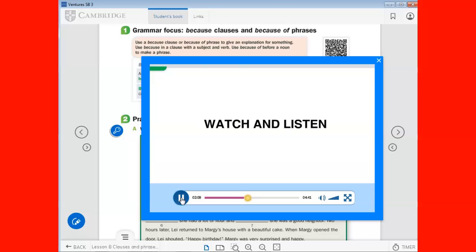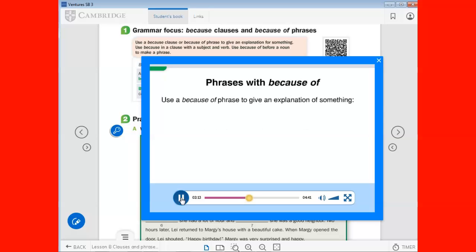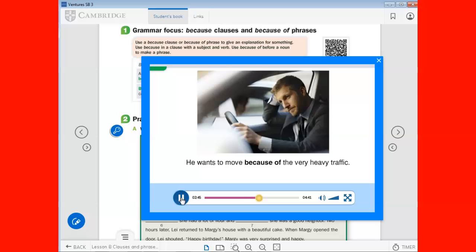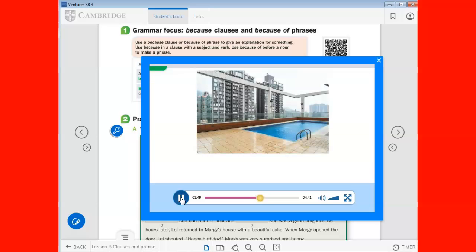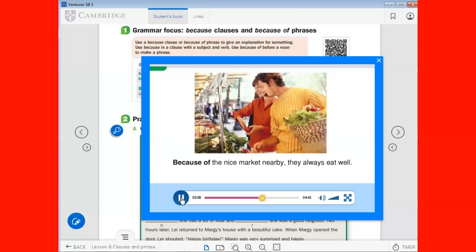Watch and listen. Phrases with because of. Use a because of phrase to give an explanation of something. I didn't like my old apartment because of the noise. Phrases with because of. The because of phrase can come before or after the main clause. Because of the noise, I didn't like my old apartment. He wants to move because of the very heavy traffic. I like my apartment building because of the swimming pool. Because of the nice market nearby, they always eat well.